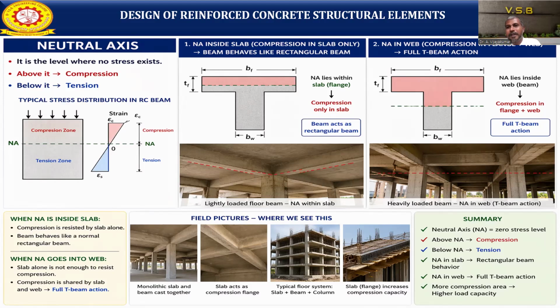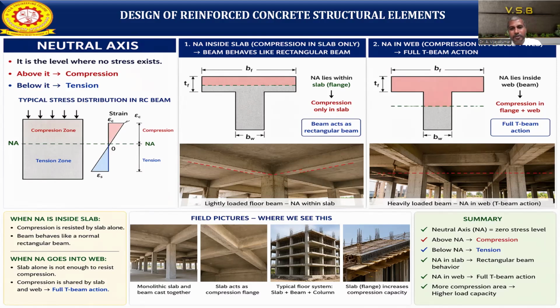When the neutral axis lies only in the flange, we can design it as a normal rectangular beam. But in the case where the neutral axis lies in the web, we need to use the IS 456 method. We need to design it as a T-beam. That is what is shown in the two images: neutral axis in the web and neutral axis in the flange. When the neutral axis is inside the slab, the compression is taken by the slab alone, so we design it to behave as a normal rectangular beam.